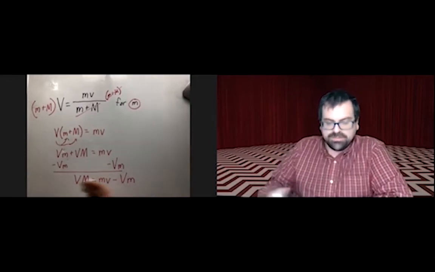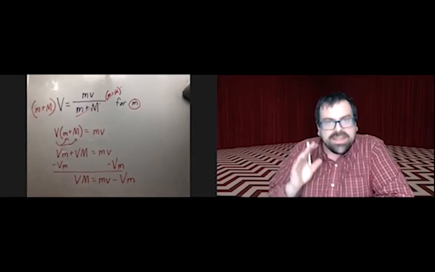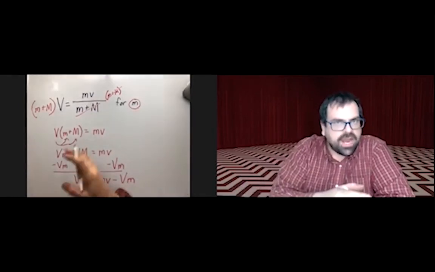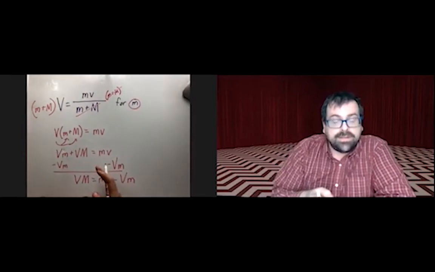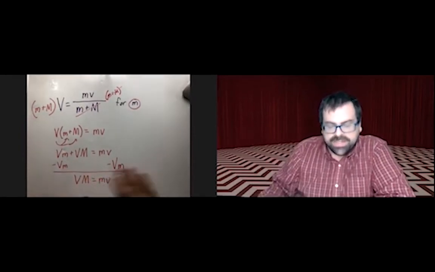The gibberish that is probably what you're seeing. This is the key to the problem. Okay, so we got rid of the fractions. We got rid of the parentheses. We got everything with a little m on one side, everything else on the other.